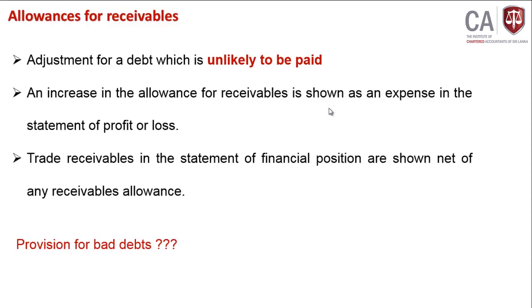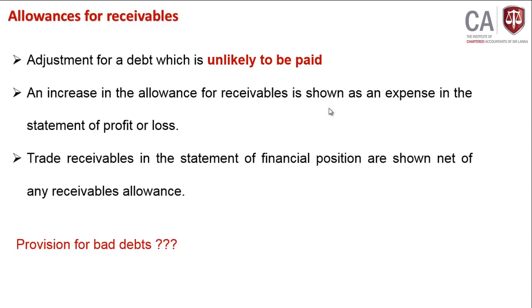Increase in the allowance for receivable is shown as an expense in the statement of profit or loss. This is one balance sheet account basically. Allowance for receivable means a balance sheet account. You will make available that closing balance of allowance for receivable account in the balance sheet. You will deduct the allowance for receivable amount from debtors and present the net debtors in the balance sheet.